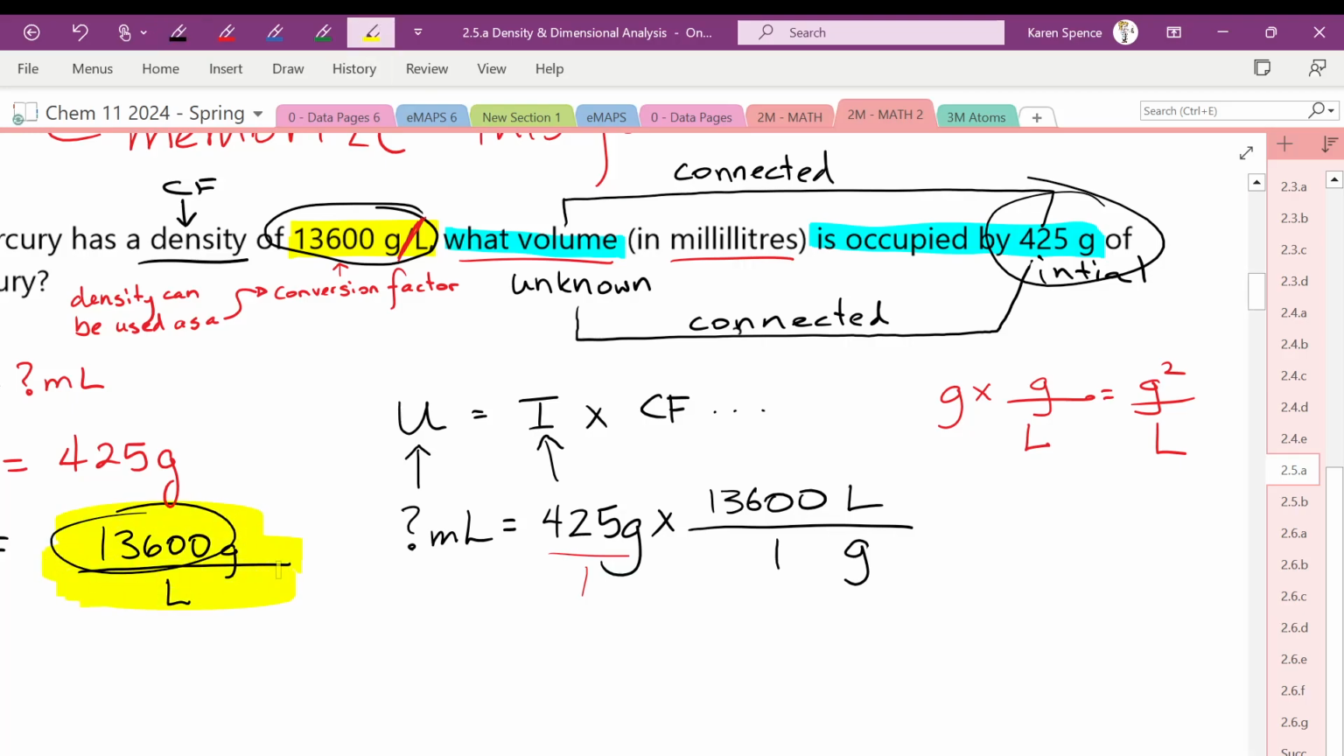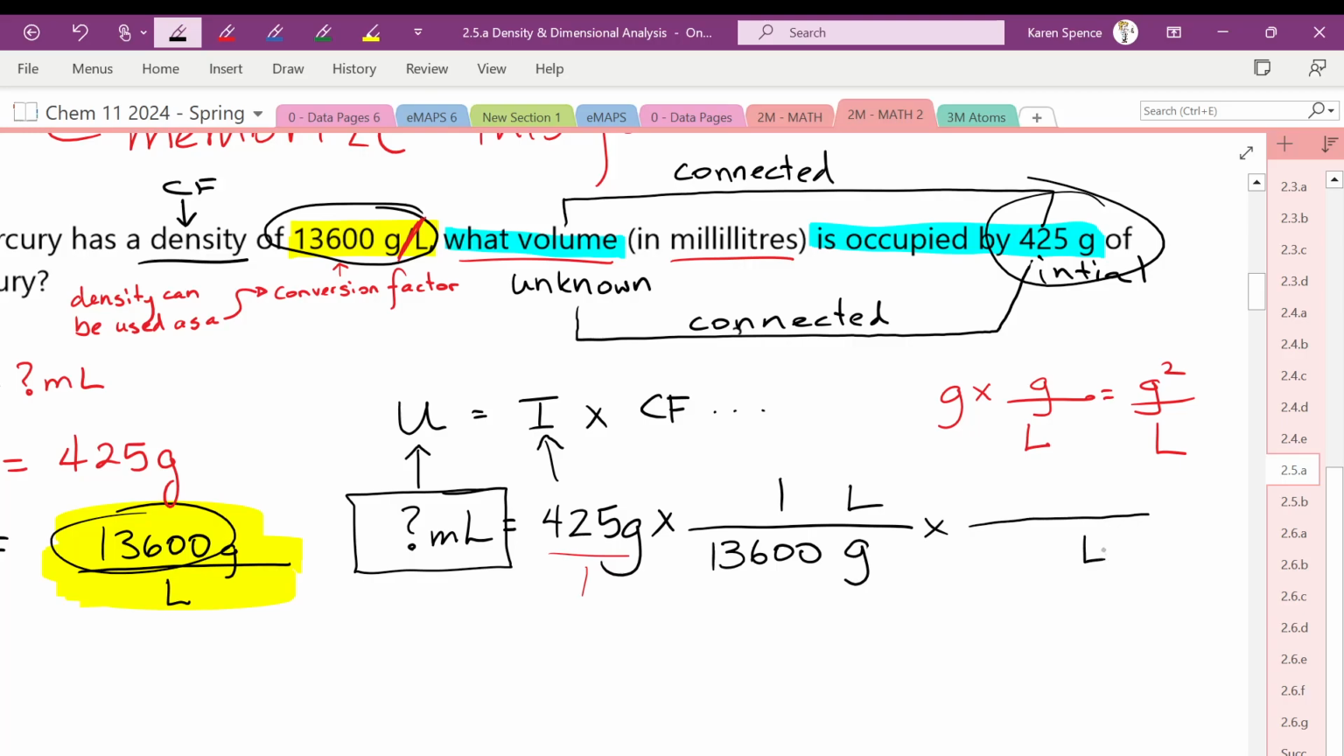No. So don't just go throwing in numbers. Make sure that you look back at your conversion factor and say, what does the 13,600 go with? It goes with the grams. Now, what were we looking for? We were looking for milliliters. Are we at milliliters yet? No. What do we need to do to convert between liters and milliliters?